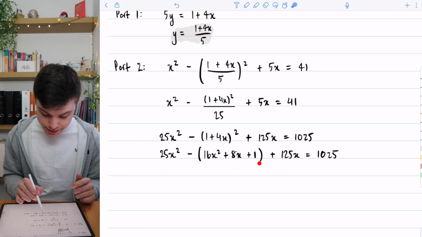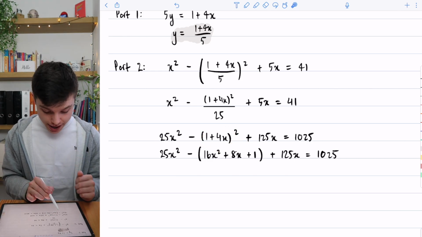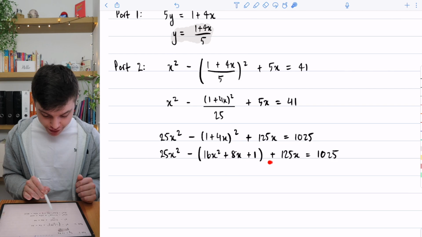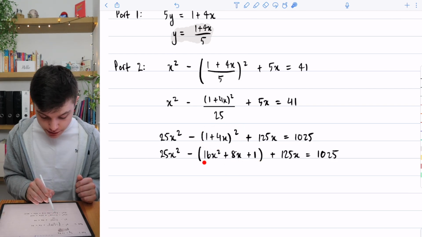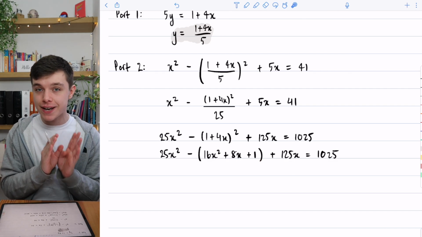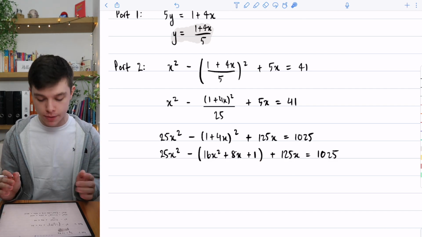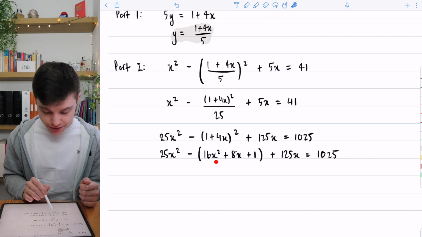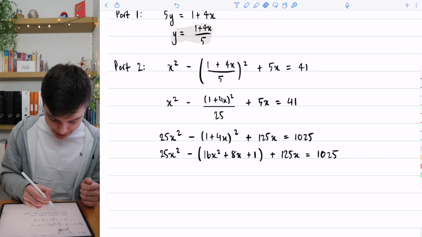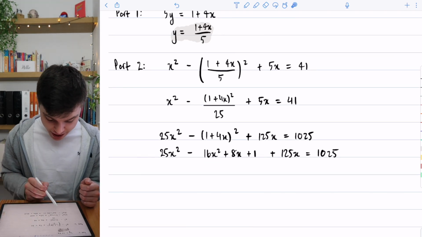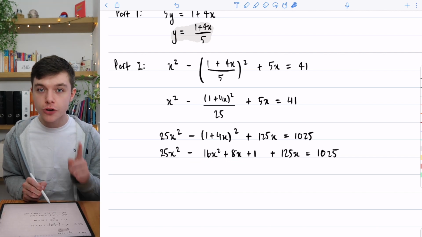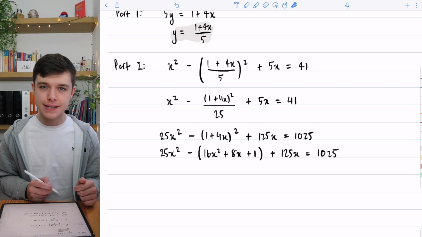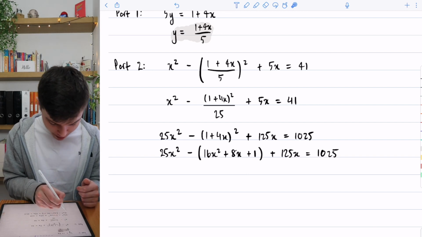I've left the brackets in here once I've expanded this double bracket because it's minus everything inside this bracket. It's minus this whole term. So when we expand, make sure we take the negative of every term, okay? Don't just take the negative of 16, because if I get rid of those brackets, that says minus 16x squared plus 8x plus 1. We don't want that. We want the negative of everything in that bracket.